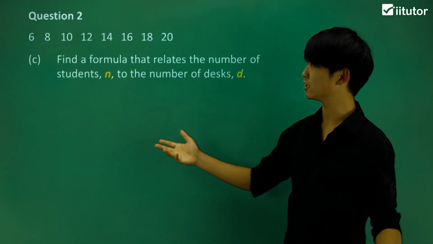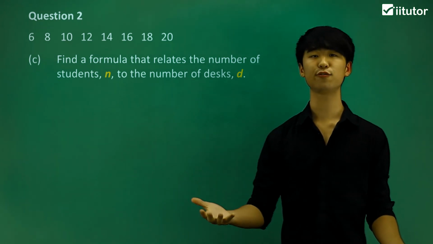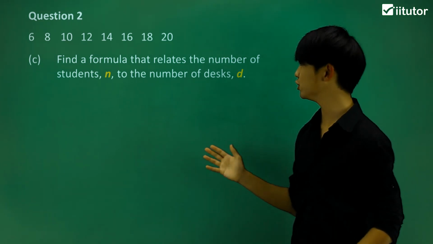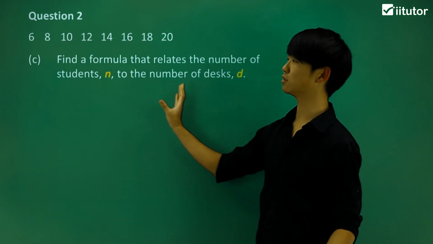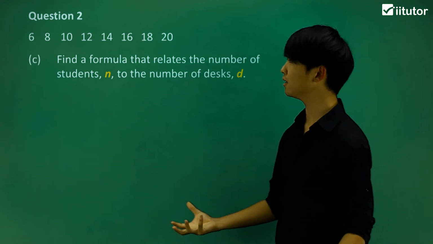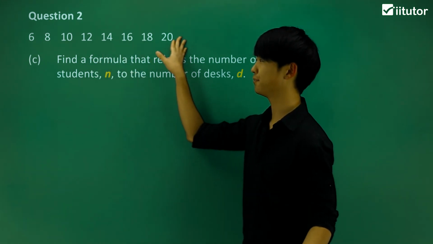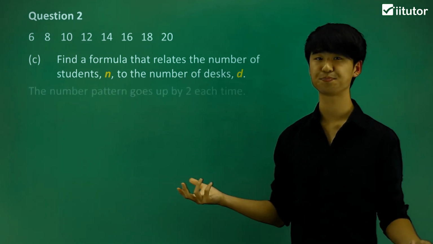Okay, so it's the same question, but we're going to have to look at part C. So in part C, it says to find a formula that relates the number of students N to the number of desks D. So pretty much what this is all trying to say is we want to find a relationship, or we want to find a formula, okay, that describes this pattern. And we're going to have to use the variables of N and D.